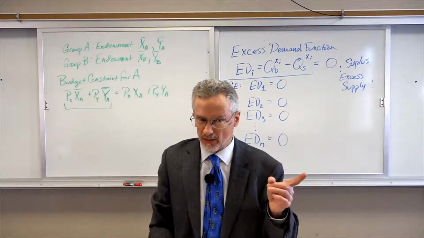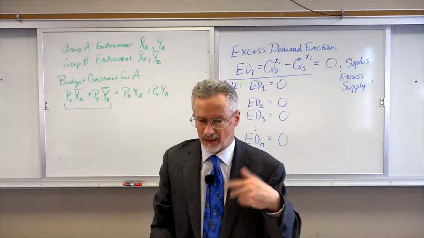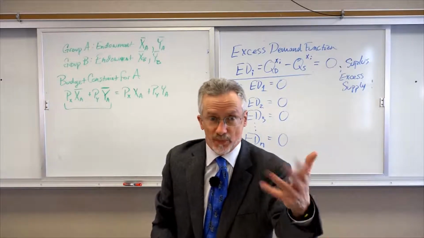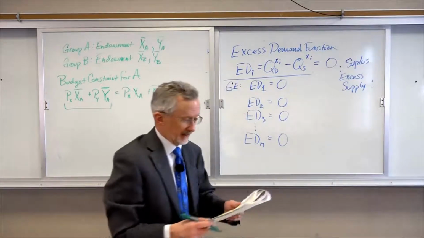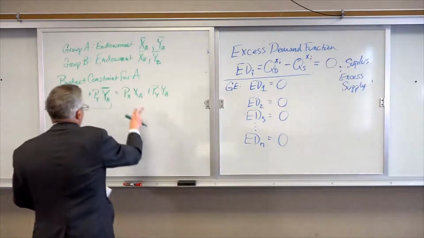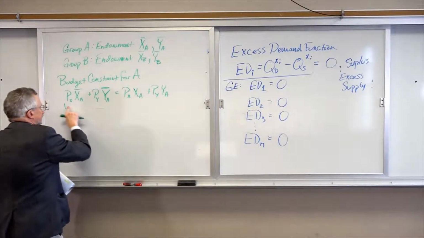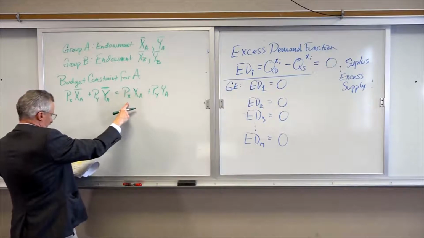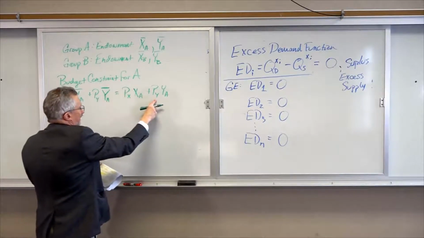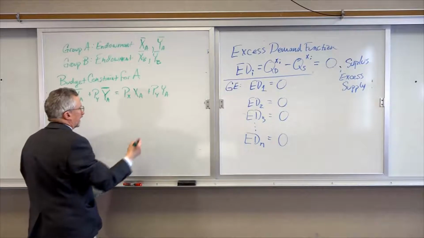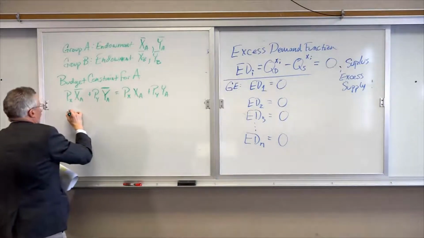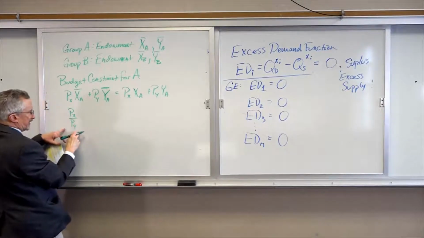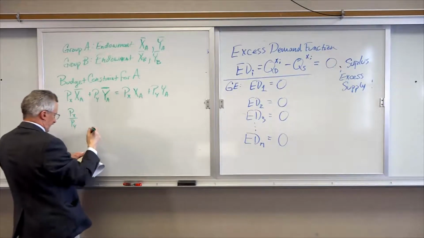Okay? If they consume something different from what they start with, they'll have to get it from somewhere else, which is group B, so they have a potential to trade. Well, let's go ahead and rewrite this. Let's go ahead and divide both sides by PY. And we end up with PX over PY, that looks like a relative price. In fact, it is a relative price.